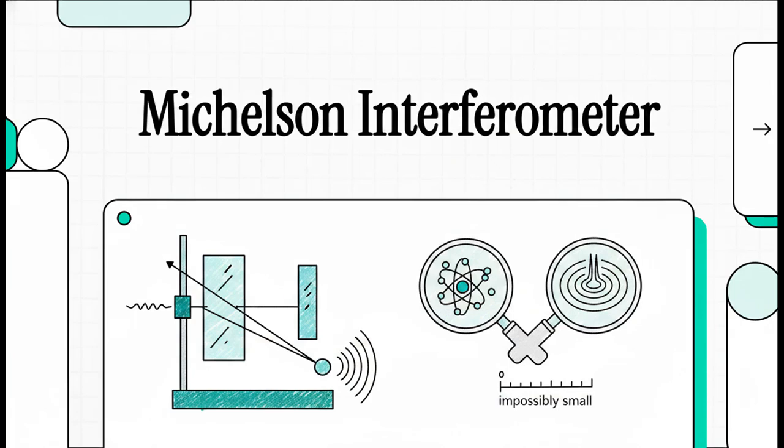Welcome to this explainer. Today, we're diving straight into something absolutely mind-blowing. We're going to completely demystify an instrument that allows scientists to measure the impossibly small. It's called Michelson's Interferometer. We're going to look at everything from its internal anatomy right down to its real-world applications, breaking down exactly how this brilliant piece of engineering actually functions.